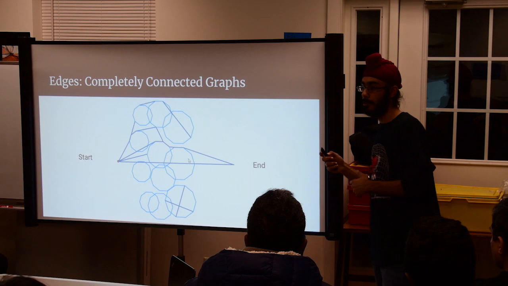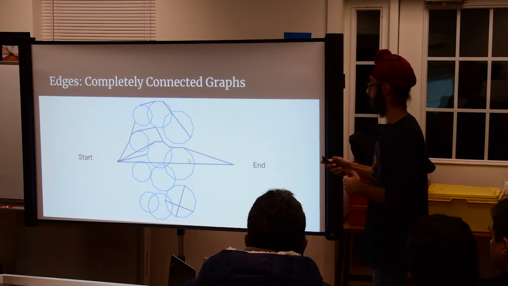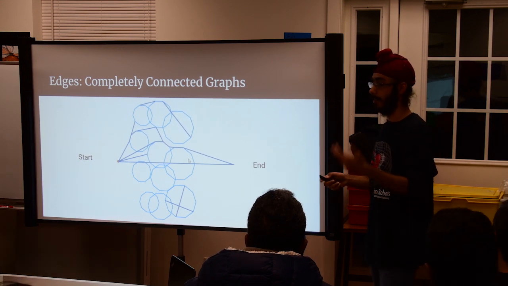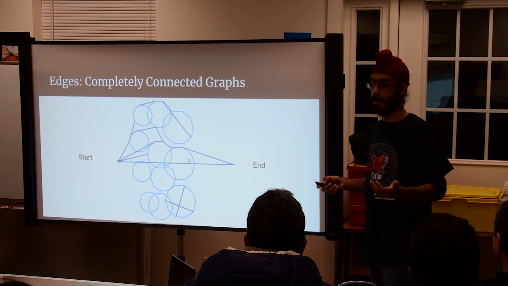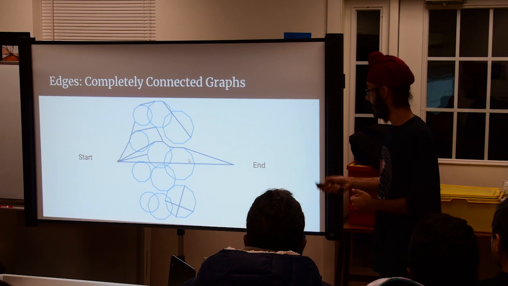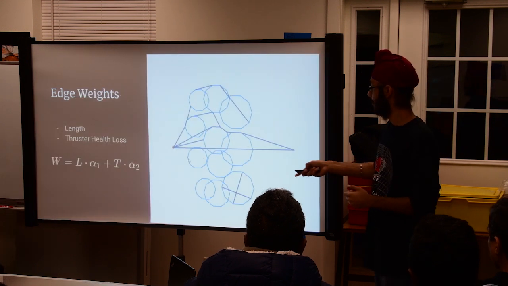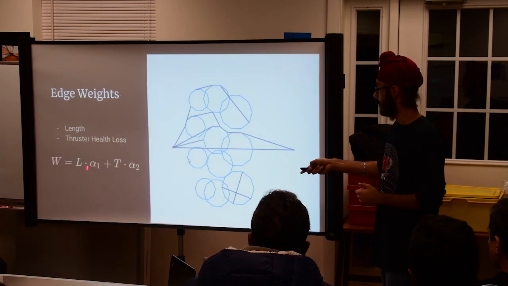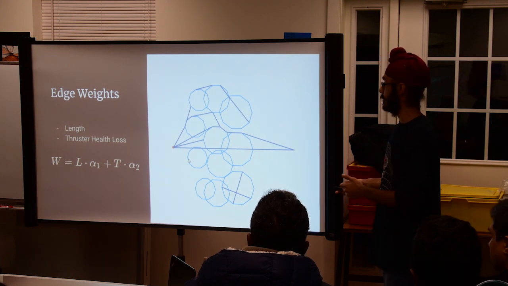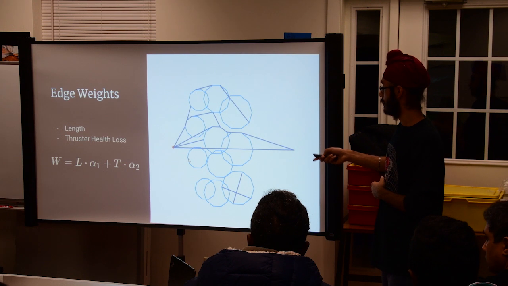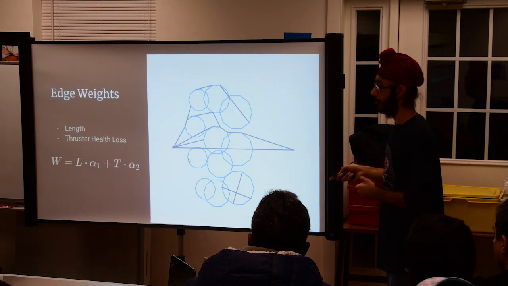So you can see that the way we want to set the edge weights is we want it to be a function of both the length of the path and the amount of thruster damage that the sphere will take when traveling along this path. And that is exactly what we do. The edge weight, just to recap, is the length of the path times some parameter alpha1 plus the thruster damage that the sphere will take traveling along that path times some other parameter alpha2.